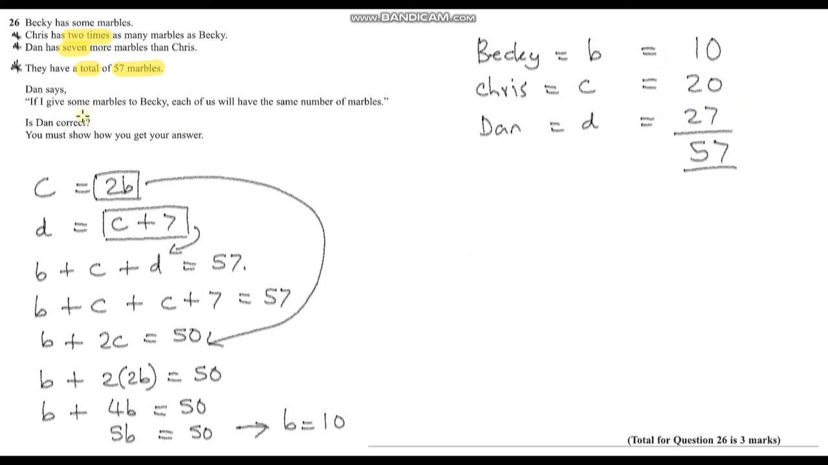Let's have a look at what Dan says. If I give some marbles to Becky, each of us will have the same number of marbles. So if Dan gives some marbles to Becky, he's saying that they'll all have the same number. So Chris isn't getting involved in this. So Chris is staying at 20. So in order for Dan to have 20, he needs to give away 7. But in doing so, Becky will only be left with 17. So we can say, no, Dan is wrong.